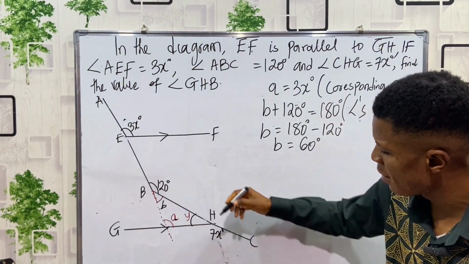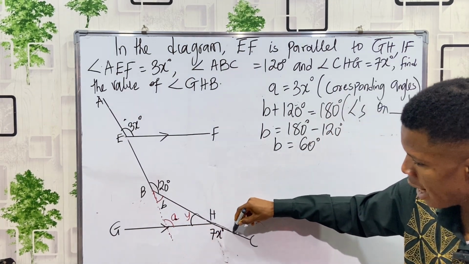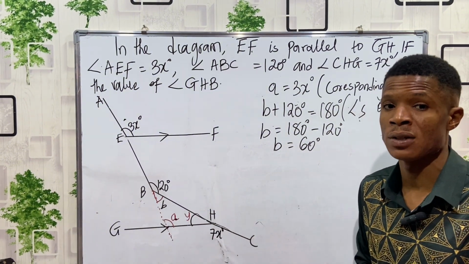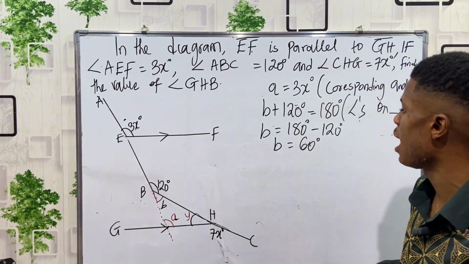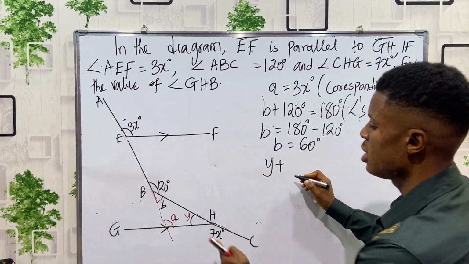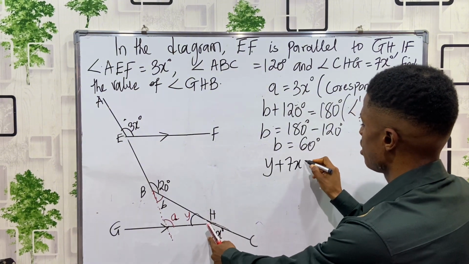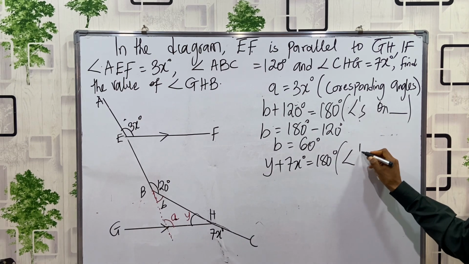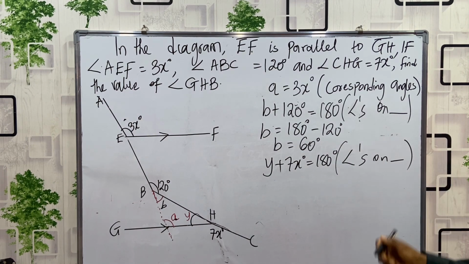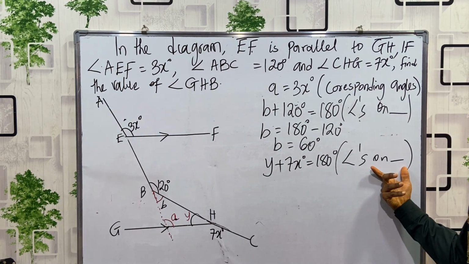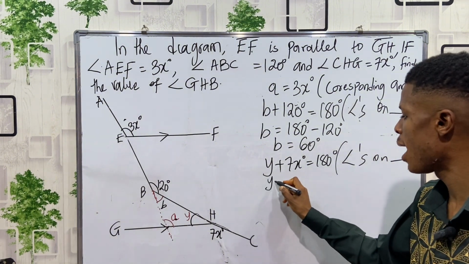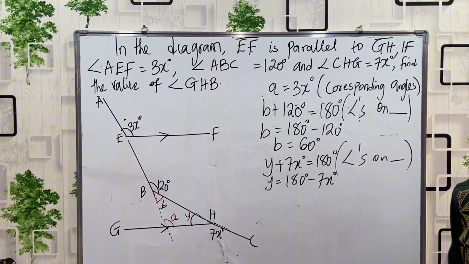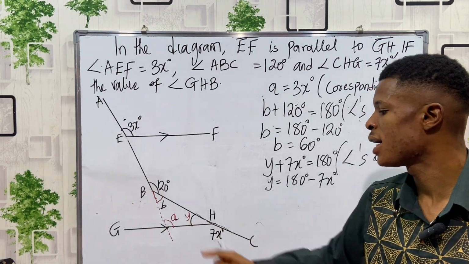Our next goal is to get the value for Y. If you look well at this line, this is also a straight line. Y plus 7x degrees is also 180 degrees, because these are angles on a straight line. So Y plus 7x degrees is equal to 180 degrees. We call it angles on a straight line. So Y is equal to 180 degrees minus 7x degrees.